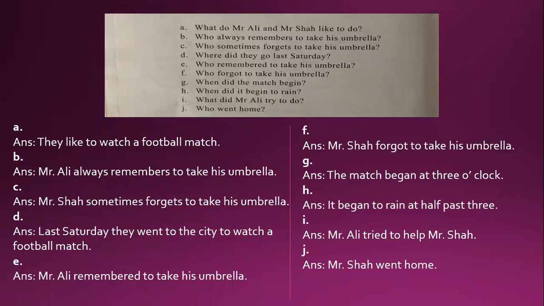You must write these question answers in your notebook. This is your classwork. What do Mr. Ali and Mr. Shah like to do? They like to watch a football match. Remember the story? They like to watch a football match. Who always remembers to take his umbrella? Always remembers. It's asking about the always, about the routine. Remembers. So who? Mr. Ali always remembers to take his umbrella.